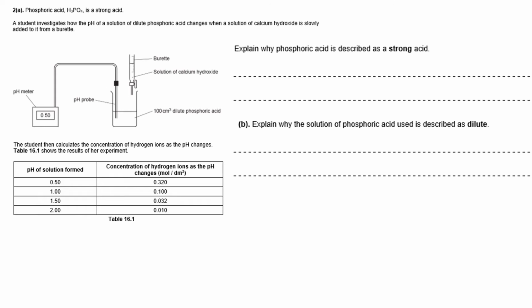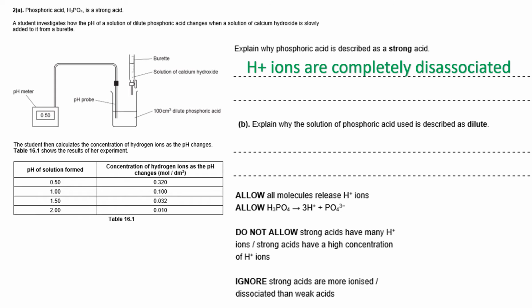Okay, so first of all, it says explain why phosphoric acid is described as a strong acid. Well, we know what a strong acid is, don't we? So the H plus ions are completely dissociated. Now, interestingly, if you look at the answer from the mark scheme, I just want you to look at the ignore bit there. It says ignore strong acids are more ionized or dissociated than weak acids. It's not looking for more, completely, all of them.